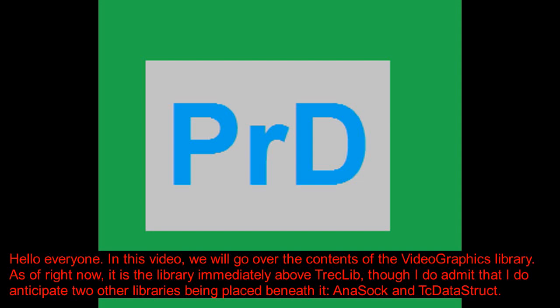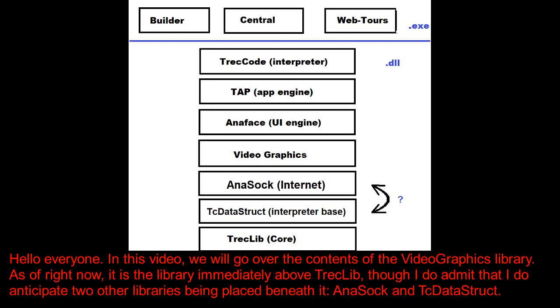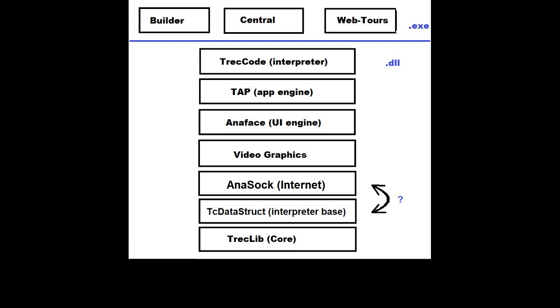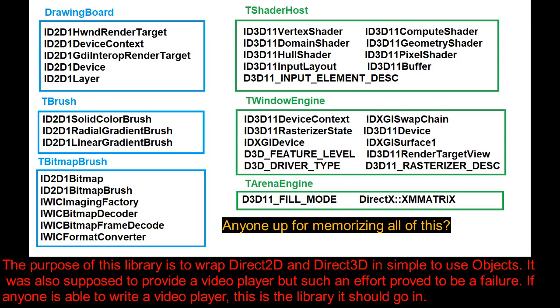Hello everyone. In this video, we will go over the contents of the VideoGraphics Library. As of right now, it is the library immediately above TrekLib, though I do anticipate two other libraries being placed beneath it, Anasoc and TC Datastruct. The purpose of this library is to wrap Direct2D and Direct3D in simple-to-use objects.